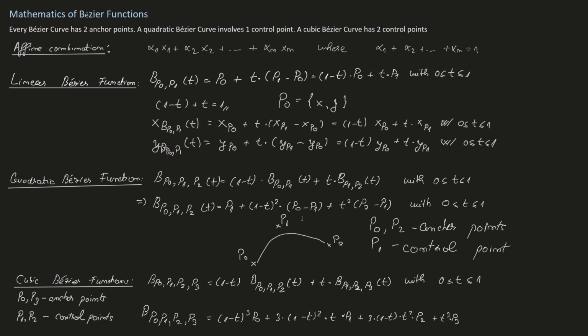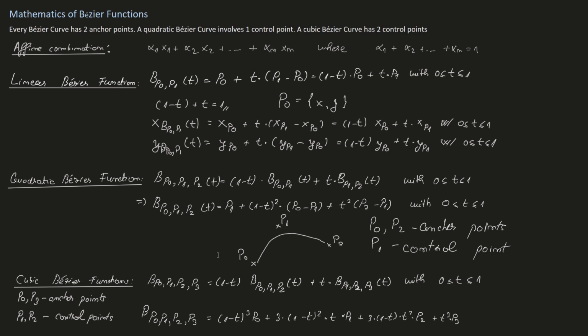As t increases from 0 to 1, the curve departs from p0 in the direction of p1, then bends to arrive at p2 from the direction of p1. Now, this one, written differently, results in p1 plus (1 minus t) squared multiplied by (p0 minus p1) plus t squared multiplied by (p2 minus p1). Again, this can be replaced with x and y coordinates to get the actual x and y coordinates of the points on the Bézier curve.